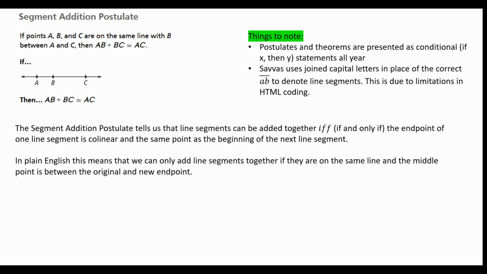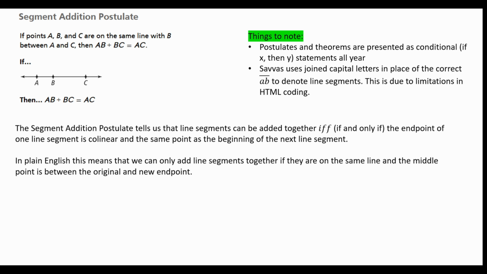All right, so now we have the segment addition postulate. And that's just saying if points A, B, and C are on the same line, which is another way of saying collinear, we can be more efficient now, with B between A and C, then AB plus BC equals AC. So there's a few things you have to note here.